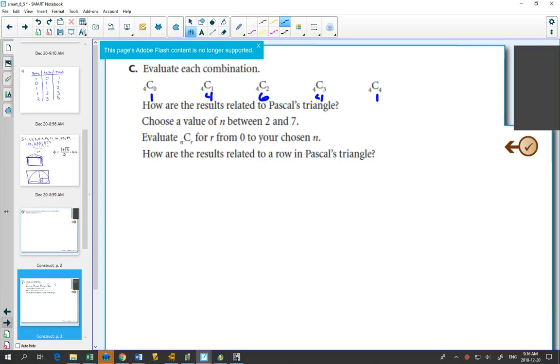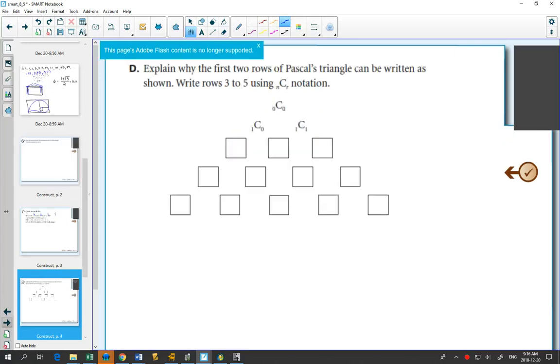Way to ruin a good class, Mr. JR. Bring combinations back. And so all of Pascal's triangle can be represented with combinations.